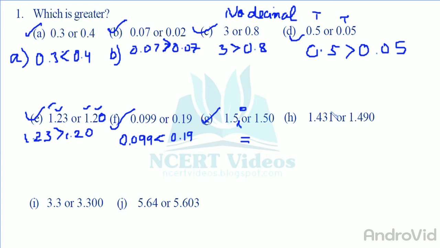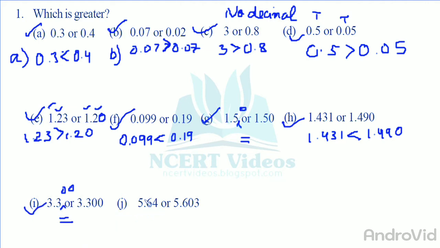H part. Compare hundredths part. Here we have 3, here we have 9. Therefore, 1.431 is smaller than 1.490. That makes our H part. I. Here again, nothing written. Write it as 0, 0. Hence you can see both the digits are equal.